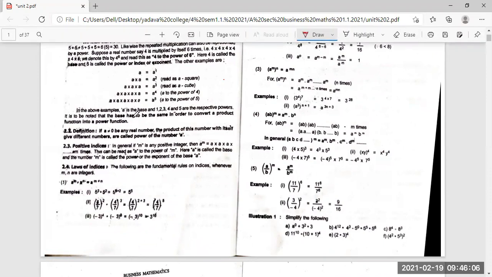So you are going to write the power. a is equal to a to the power of 1. Likewise, a into a means a to the power of 2, that is 2 times. So you all know squares, cubes and power 4. Likewise, it goes on like this. Law of indices.